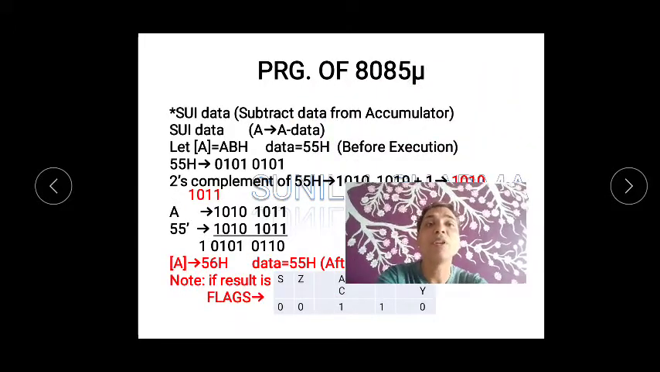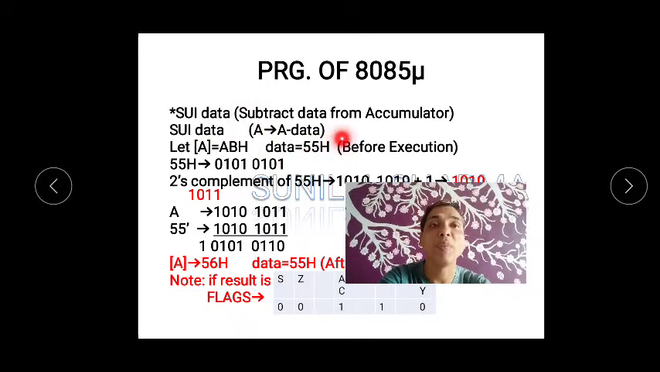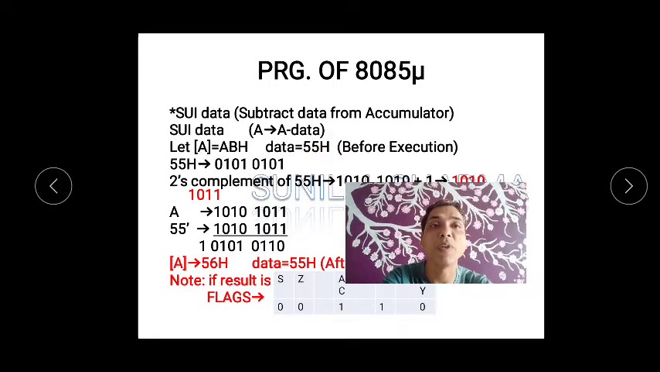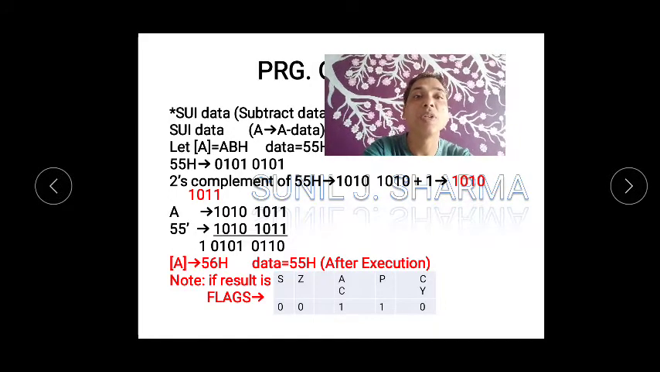Now same way we have just taken SUI data. So SUI data, A is equal to A minus data. Now can you see the accumulator content is AB and this is 55. This is going to be positive because this value is greater than this. Okay, but you have to remove the 2's complement of 55, that is your data. So when you remove it, I think we will be getting this 1010 and 1011, which is written in red.